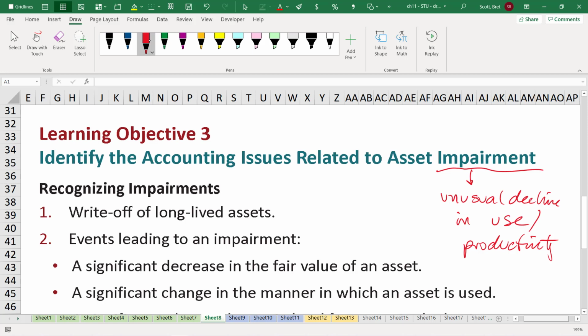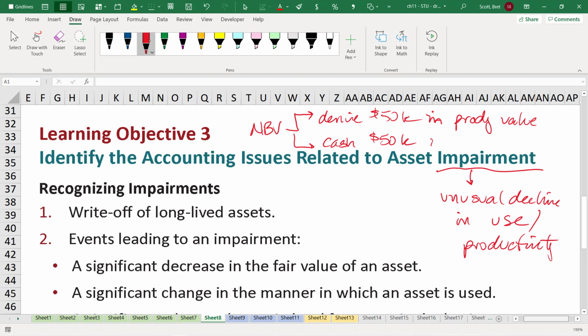The idea here is that we have to look at net book value in a different way. If we have, say, $50,000 of net book value, are we going to derive $50,000 in productivity value, or are we going to cash out, let's just say, $50,000 in salvage value? That's the idea behind when we look at net book value. That's how we want to criticize our own fixed assets.